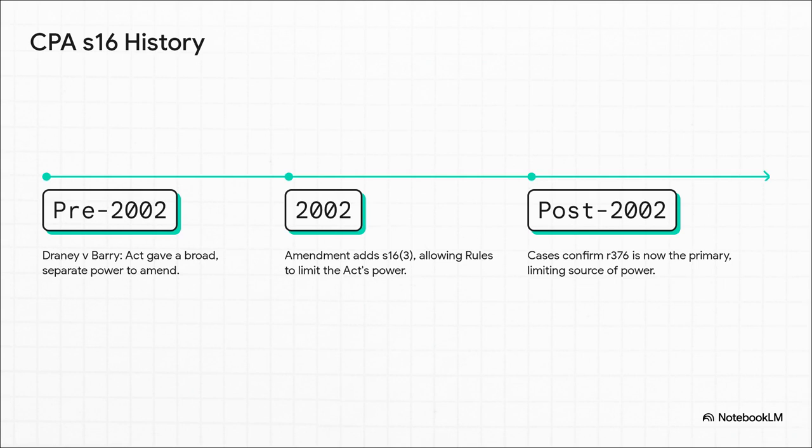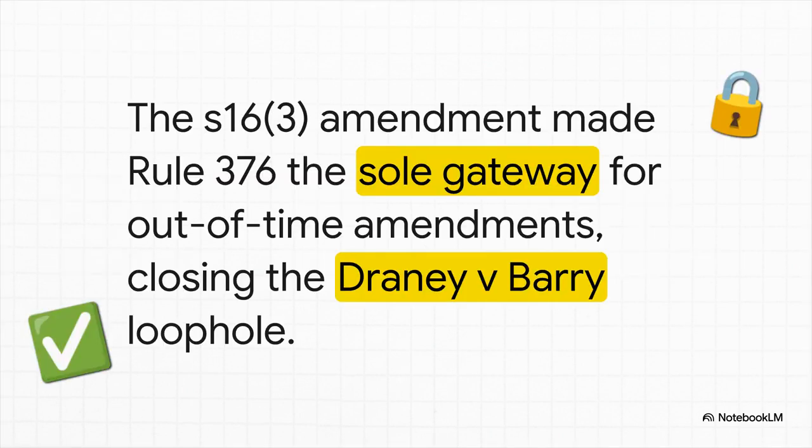But then, in 2002, the government stepped in. They added what is now Section 16, subsection 3 of the CPA, which basically said, hey, the rules of court can actually limit this power. And later cases, like Baker v. Hallett, confirmed that this change elevated Rule 376 to become the one and only source of power for these situations. And what was the result of all that? It's simple. The legislature effectively closed the Draney v. Berry loophole. There is no longer some separate fuzzy discretion for a judge to fall back on. If you want to add a new cause of action out of time, Rule 376 is your one and only gateway. You have to meet its tests.